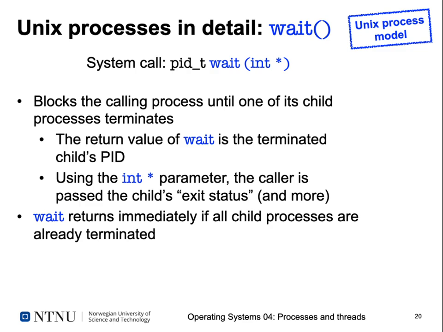And this is why you pass an integer pointer here as this parameter, because this memory address is then used by the operating system to store the result code that was generated by the child process when it terminated using exit. So you pass a pointer to an integer variable that you allocated somewhere, and then the exit code of your child process is actually written into that integer variable by the operating system using that pointer. If all child processes were already terminated, wait returns immediately because there's nothing to wait for.